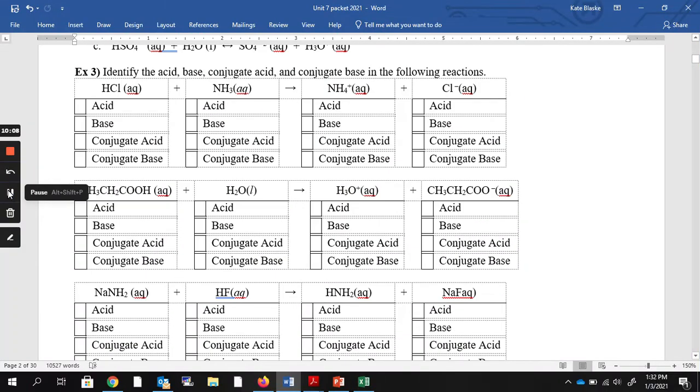All right. We can also have reactions with not water. We can have an acid react straight with a base. So if we look in example 3, I want you to try real quick on your own to identify each one of these substances as either an acid, a base, a conjugate acid, or a conjugate base.